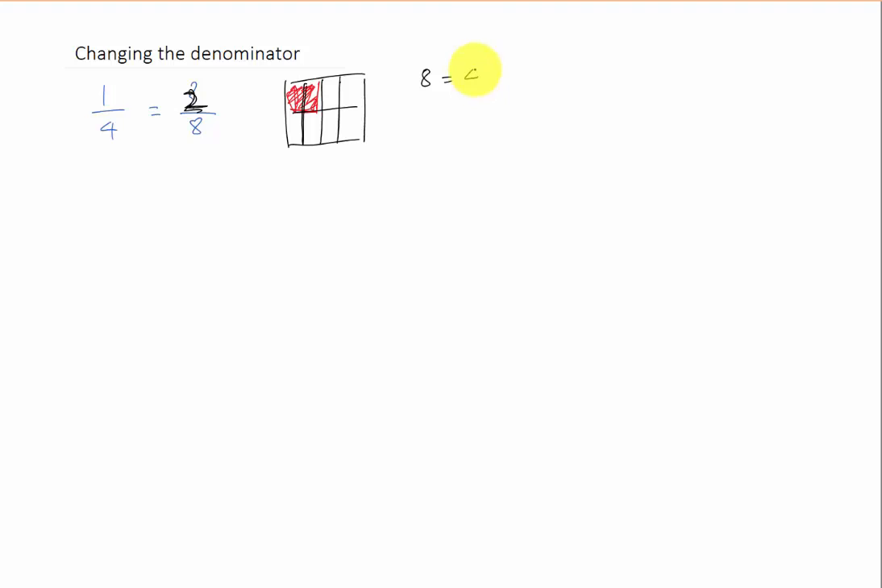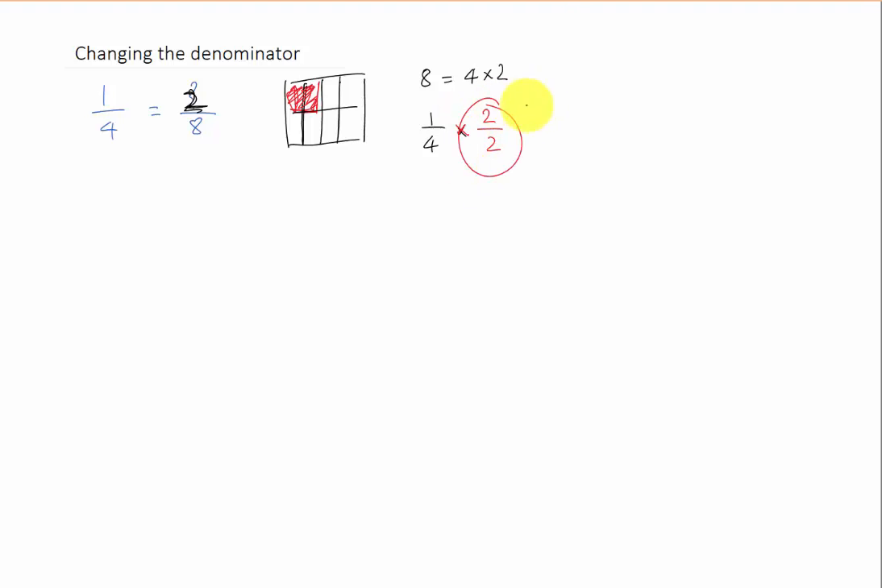So 8 is equal to 4 times 2. So to go from 4 to 8, we need to multiply the denominator by 2. And because of those things we've just told you, we also need to multiply the numerator by 2. So 1/4 times 2/2. So that's the same as multiplying by 1.